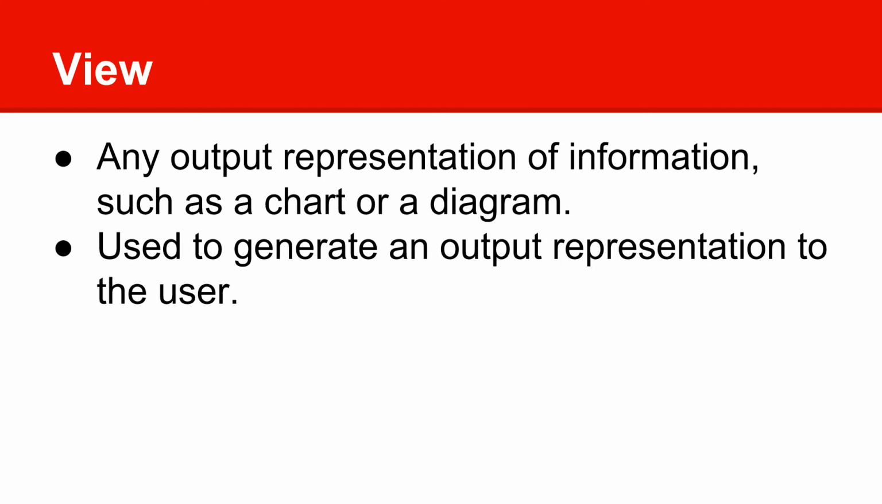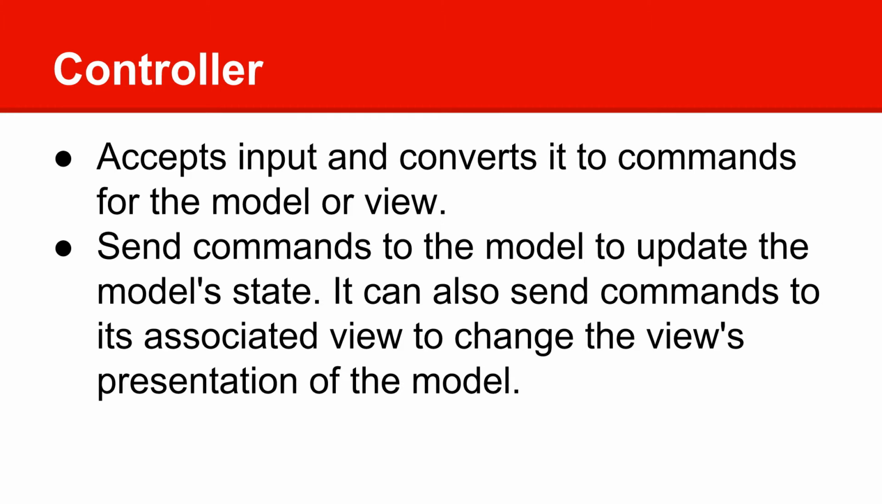Our view. So first definition, any output representation of information, such as a chart or a diagram. Second definition, used to generate an output representation to the user. So my definition, what exactly does that mean? It's just what the user sees. The view, in our case, is our HTML and our CSS, right? It's what's projected to the user. That is the view in a model view design pattern.